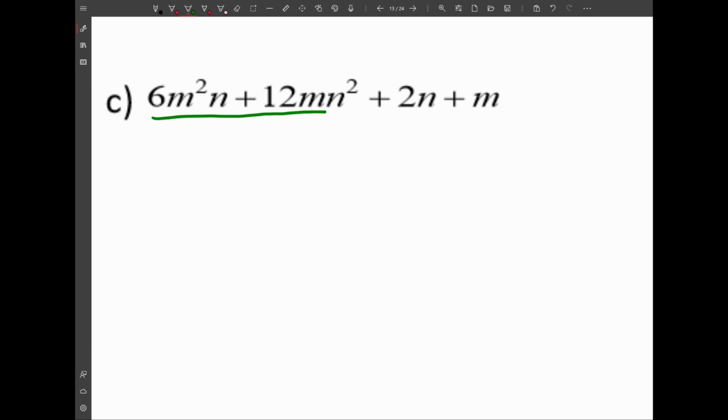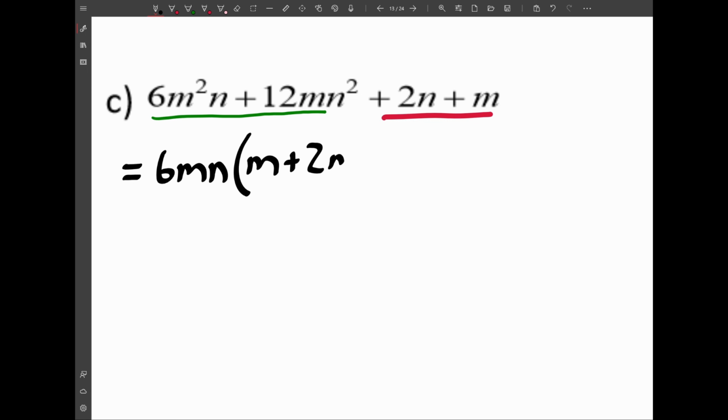So I'm going to look at this group, and I'm going to look at this group. So first group, 6m squared n, 12mn squared. They each have a 6 in common, an m in common, and an n in common. When I factor that out, I've got 1m left over and 2n. The second one, now, there's nothing common between 2n and m. That's it. There's just nothing I can do. So if there's no common factor, remember, that means they have a GCF of 1.